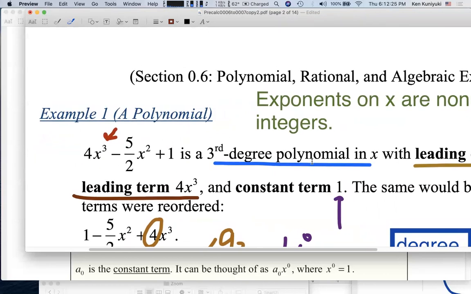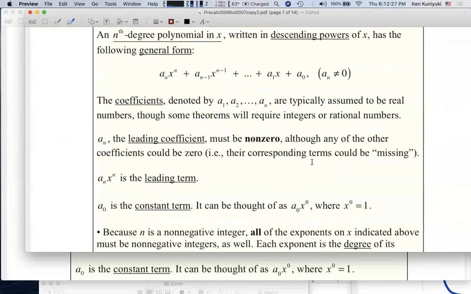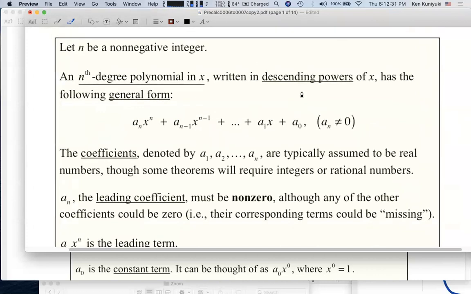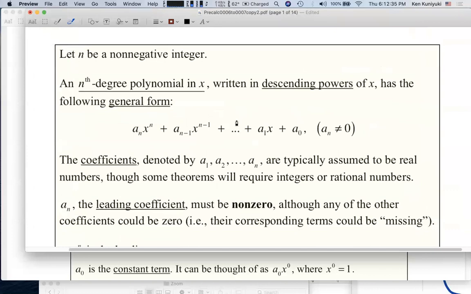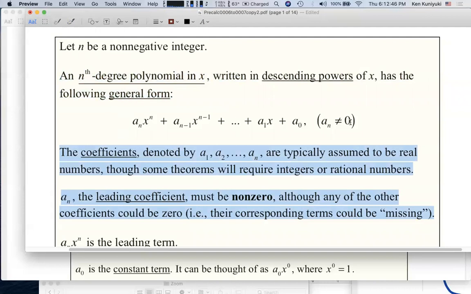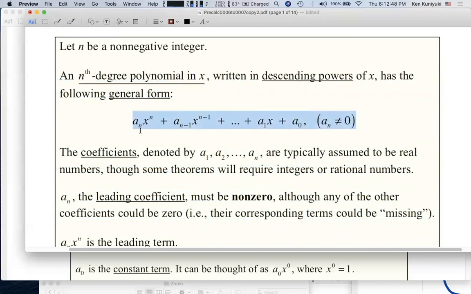By the way, when I went over this stuff, I was basically going over the definition of a polynomial, all right? So in fact, I'll go over this before I go on to the categories, right? So what's a polynomial? Let n be a non-negative integer. That's going to be the degree. An nth degree polynomial in x, written in descending powers of x, has the following general form. This over here, where the leading coefficient, by definition, cannot be 0.